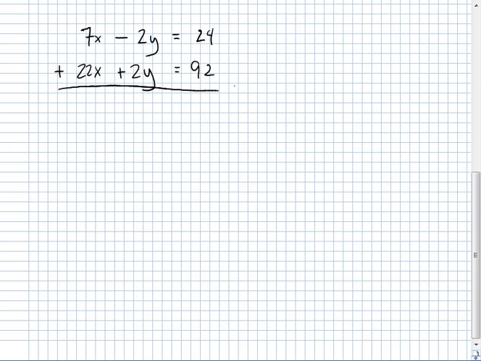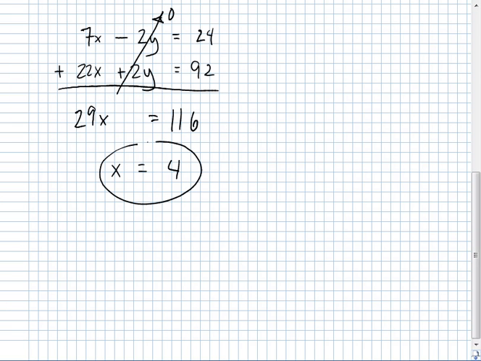I get 29x. The y terms cancel out to 0, equals 24 plus 92, which is 116 it looks like. Divide both sides by 29, and sure enough, x equals 4. And all we have to do then is plug that into one of the other equations to solve for what y is. And there you have it.